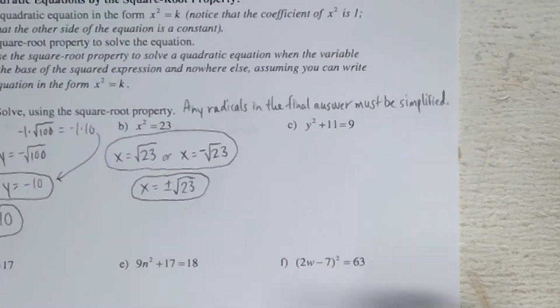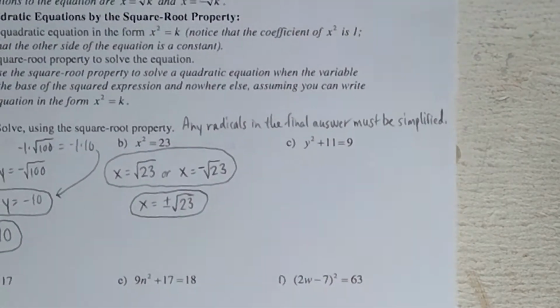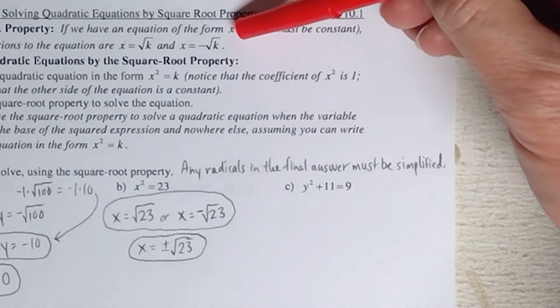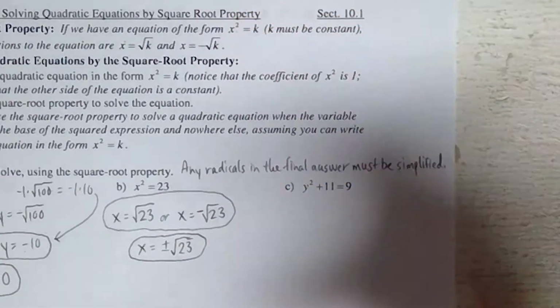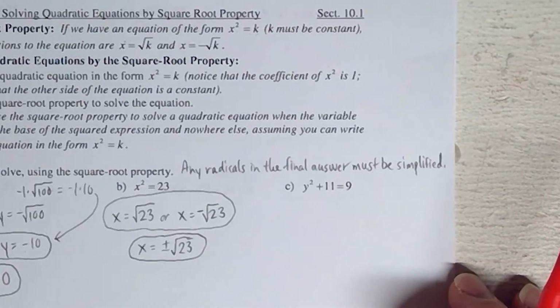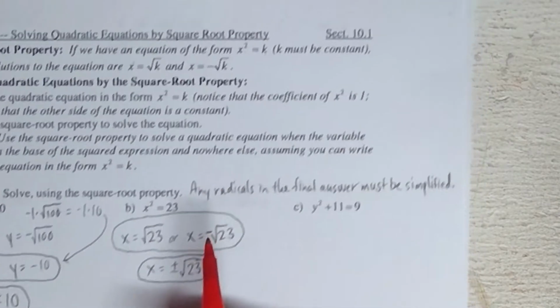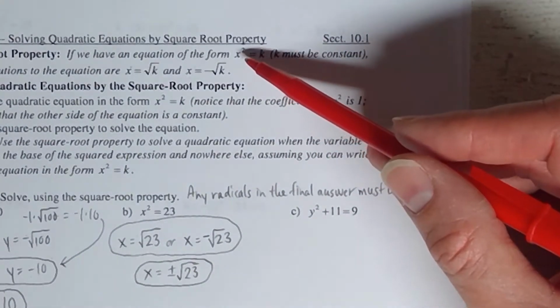So moving on to this next part here, notice that we have y squared. We have a variable being squared like we do up here. But the difference is that it's not by itself. They told us to use the square root property. How can we use the square root property if this is not by itself?